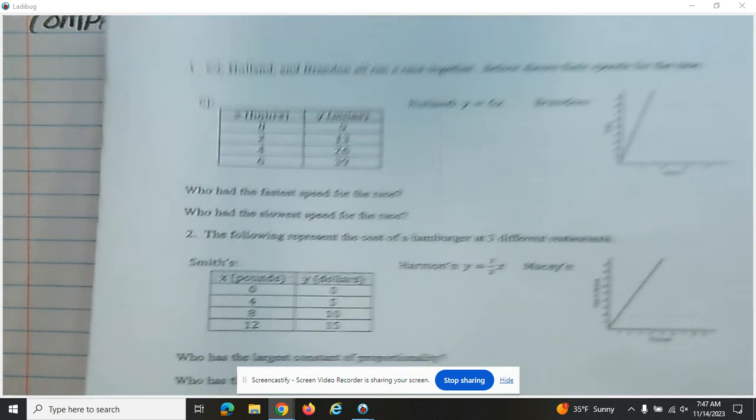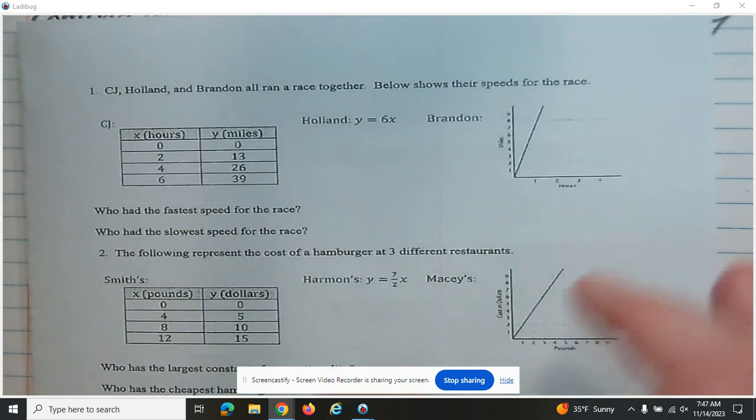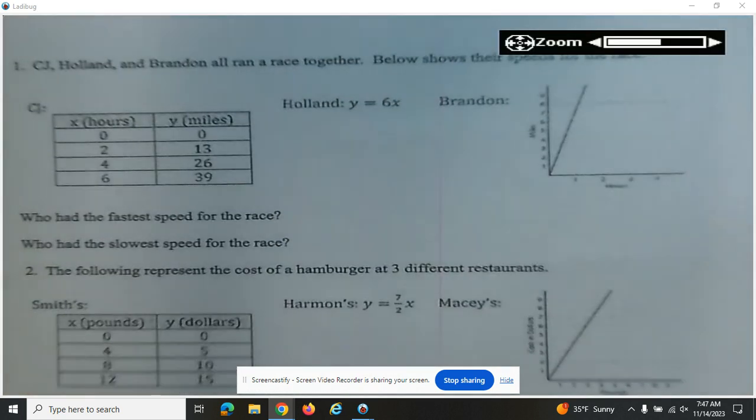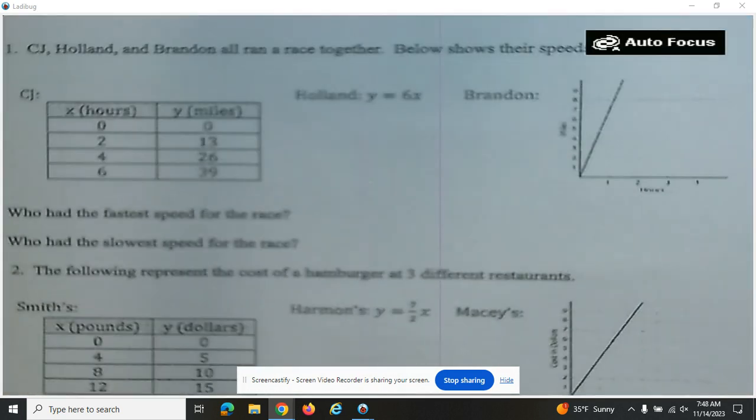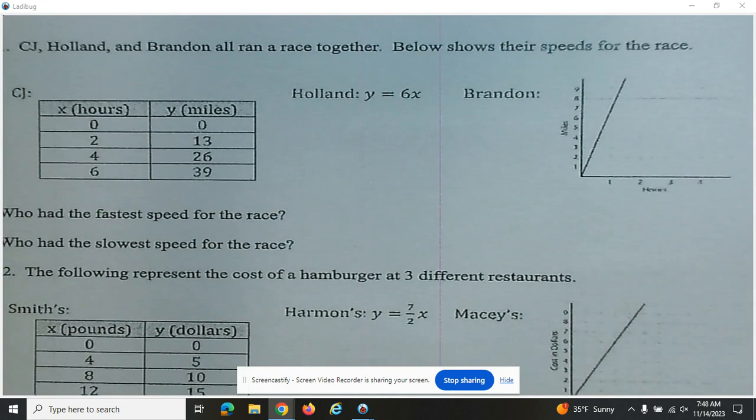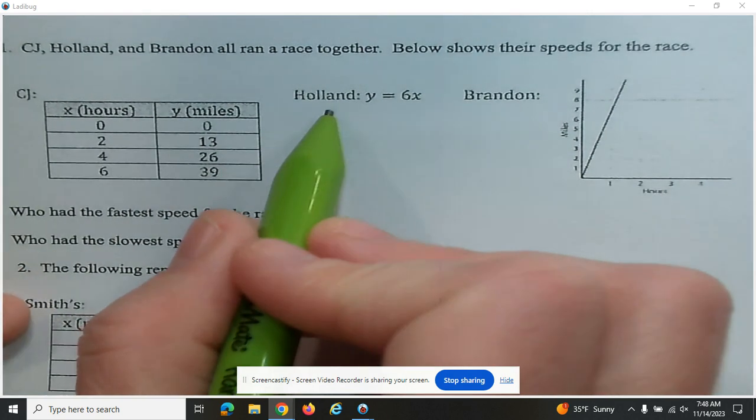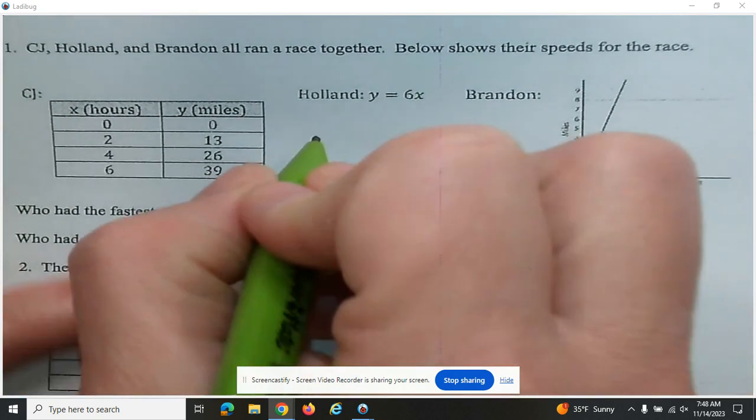Good. Let's look at this. CJ, Holland, and Brandon all race together. Below shows your speeds. Who has the fastest speed for the race? How do I figure out the fastest speed for this race? You would take each of them and find the constant proportionality. I have to find it for every one of these. So let's start with the easy one. What's my constant proportionality for Holland? 6.